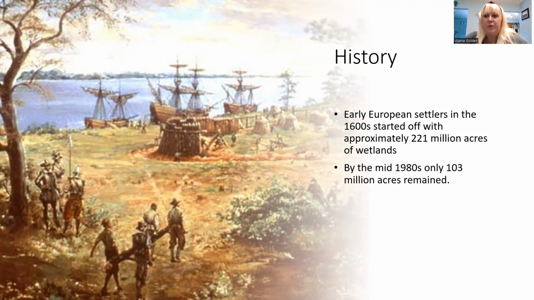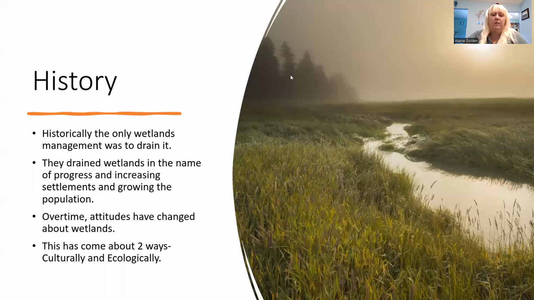And this was unevenly distributed as well. Some states saw a decrease of about 85%. And I think the southern states got hit the hardest with filling in of wetlands and drainage, stuff like that. Historically, wetlands management, the idea was just to drain it, fill it in. They drained the wetlands in the name of progress and increasing their settlements, increasing the population, and just really in the name of progress.